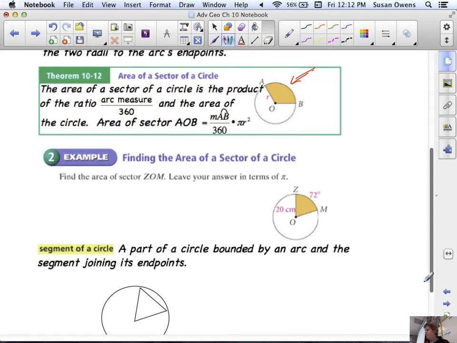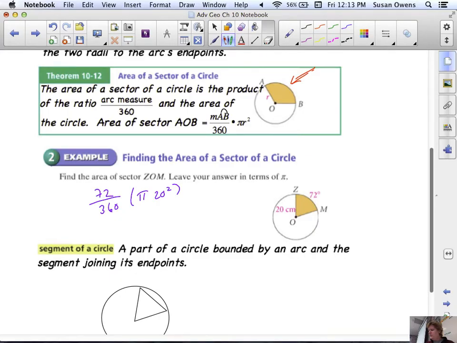For example, what we have here is the area of sector ZOM. Notice they use 3 letters. It's kind of like an angle. We just have to put the word sector with it. The middle letter should be the center of the circle. So we say, okay, we've got 72 degrees out of 360 degrees for the entire circle. And if we had the entire circle, it would be pi times 20 squared.